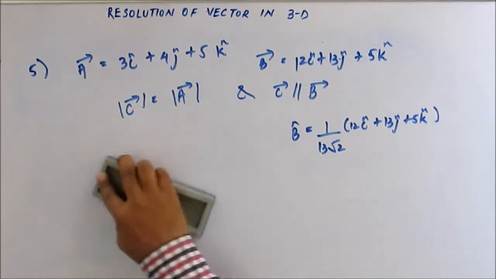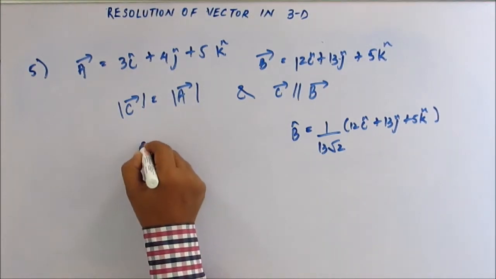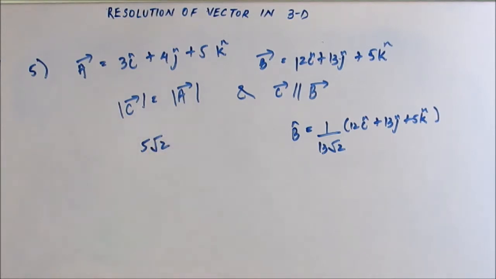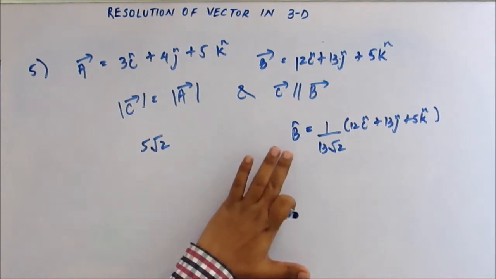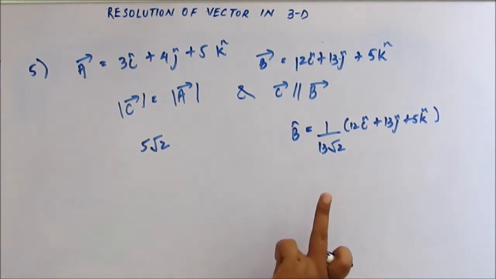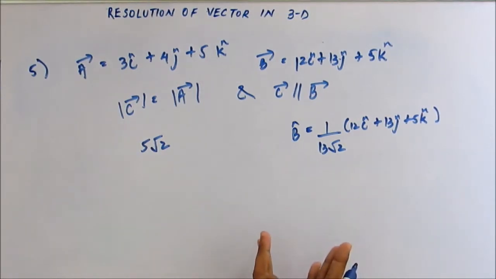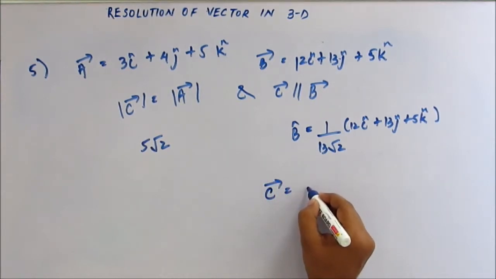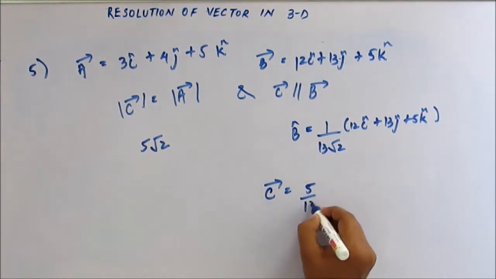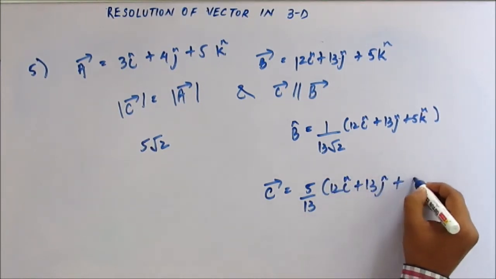What we were asked is to find a vector parallel to b vector having the magnitude of that of a vector. A vector has a magnitude of 5 root 2. So we have been asked to find a vector of magnitude 5 root 2 parallel to b vector. What we have found is a vector parallel to b vector with magnitude 1. We have to make the magnitude 5 root 2. We simply multiply this by 5 root 2. So the c vector that we are looking for is 5 upon 13, 12 i cap plus 13 j cap plus 5 k cap.